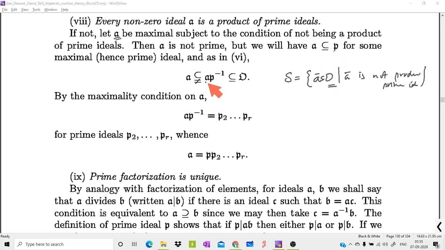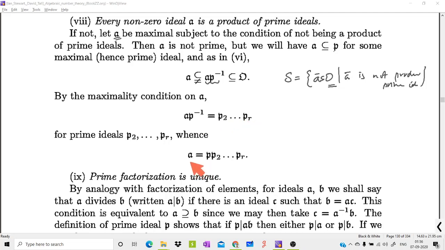Once you get this AP inverse, we can say that AP inverse is a fractional ideal, and this is contained in O if and only if AP inverse is an ideal. So this AP inverse is an ideal properly larger than A. So AP inverse can never be an element of S because A is the maximal element. For every element of S we cannot write that element as a product of prime ideals. If an ideal is not an element of S, we can say that it is a product of a number of prime ideals. Say AP inverse can be written as P2, P3, etc.